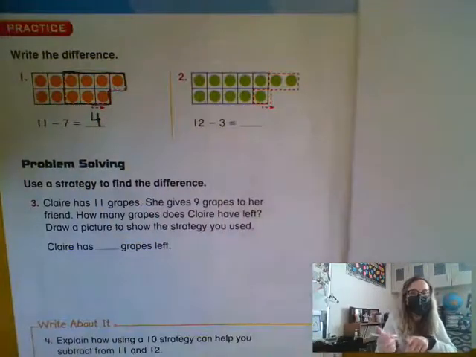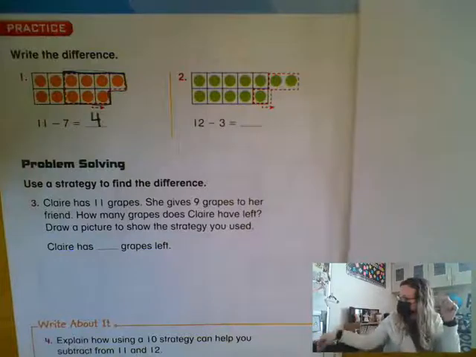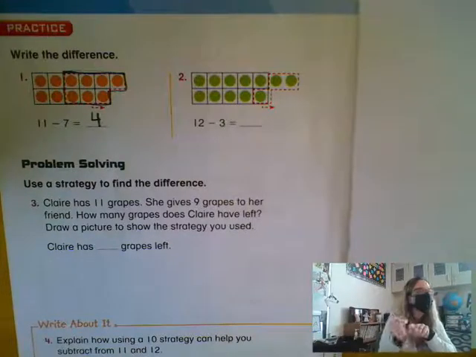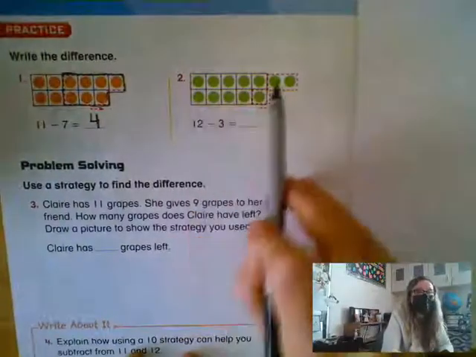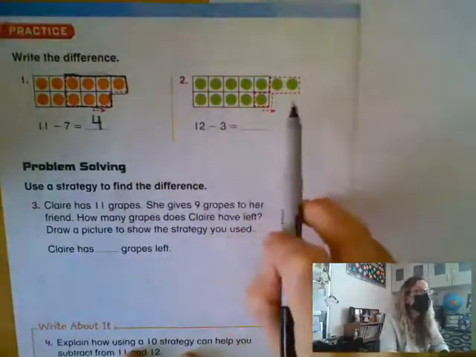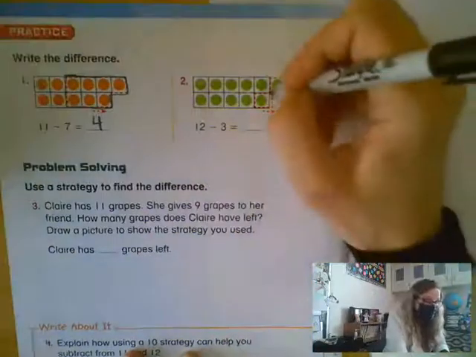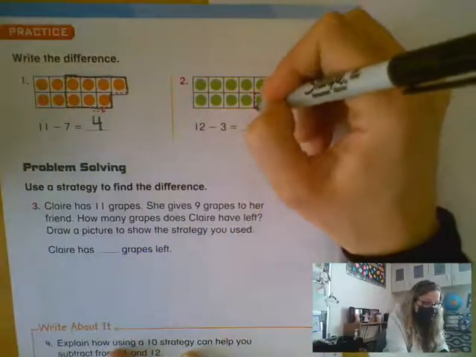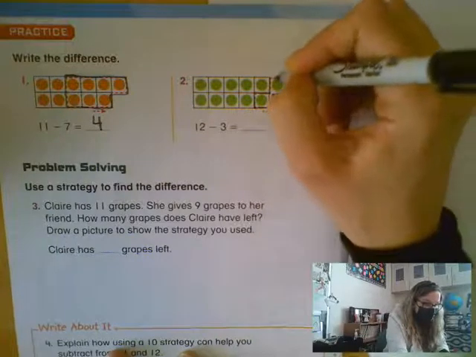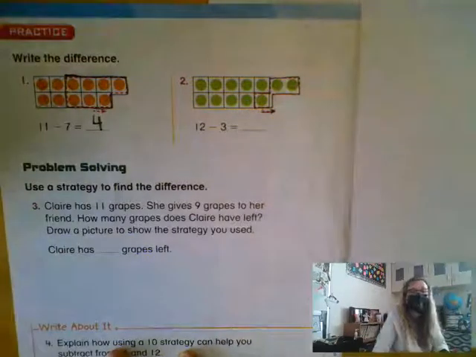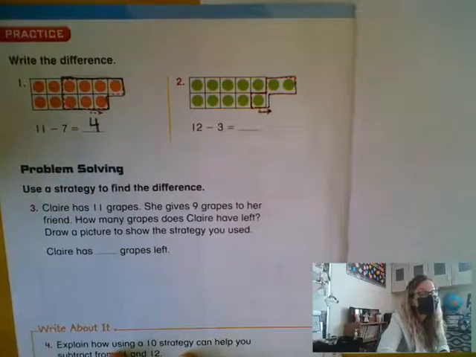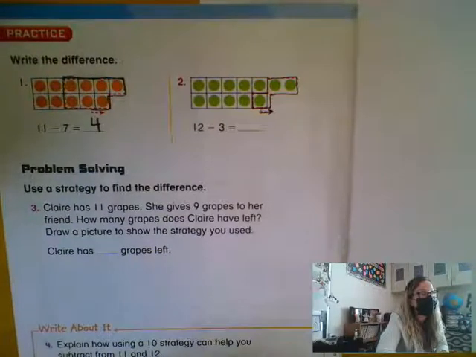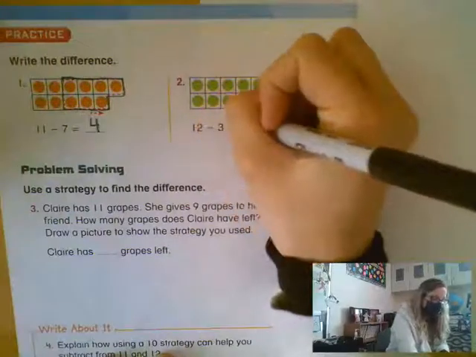Let's take a look now at number 2. Number 2 says 12 take away 3. So Noah, what they've done here is drawn out a 10 frame plus 2 more because a 10 and 2 ones is 12. And then they circled 3, so let's circle the 3 to show these are going away. And they drew this little arrow to show bye-bye. And then how many are left? Can you tell me how many are left? 9. Excellent. So 12 take away 3 equals 9.